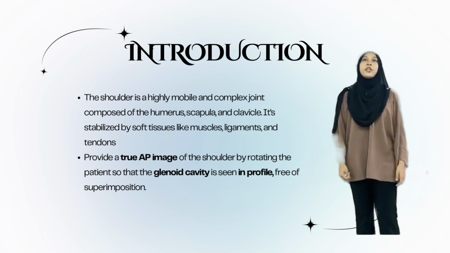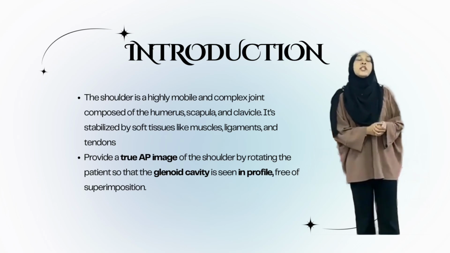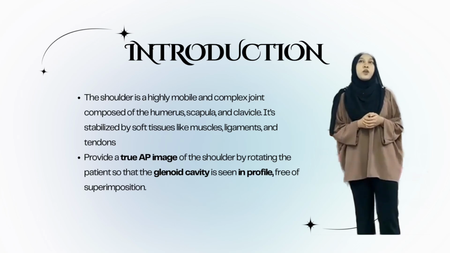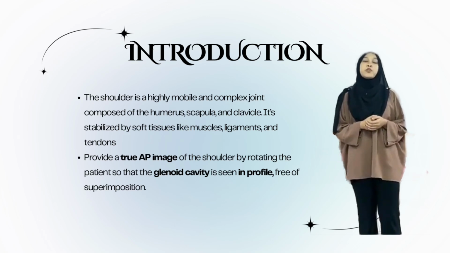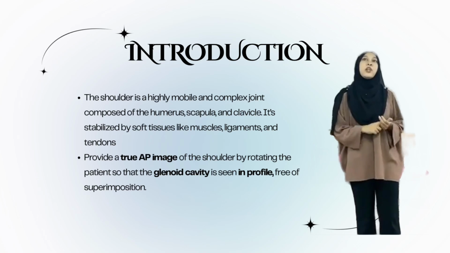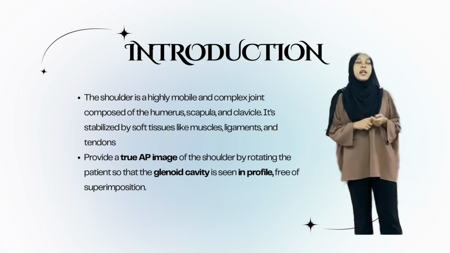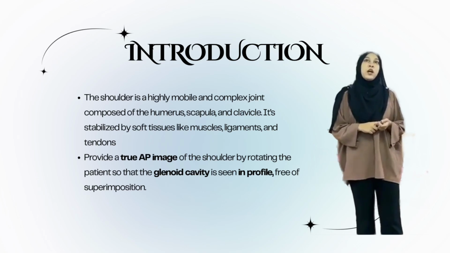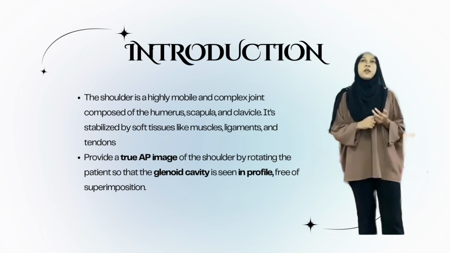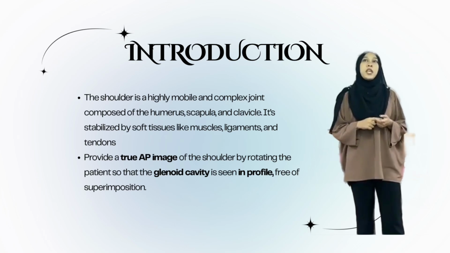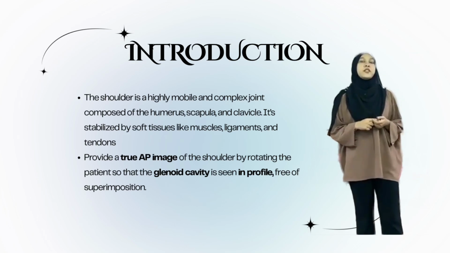I am Nadia Mutrahim and I will begin by introducing the clinical context and the reason why this view is so important. The shoulder is a highly mobile and complex joint, composed of the humerus, scapula and clavicle. It is stabilized by soft tissue like muscles, ligaments and tendons, making it prone to a variety of injuries like dislocations and fractures.